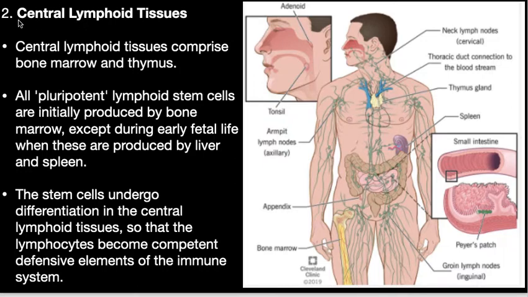Now, the second component is the central lymphoid tissue, which basically contains two important elements, the bone marrow and the thymus. All the pluripotent lymphoid stem cells are produced initially by the bone marrow, except during early fetal life when they are produced by the liver and the spleen. These stem cells undergo differentiation at the central lymphoid organ so that the lymphocytes become competent defensive elements of the immune system.